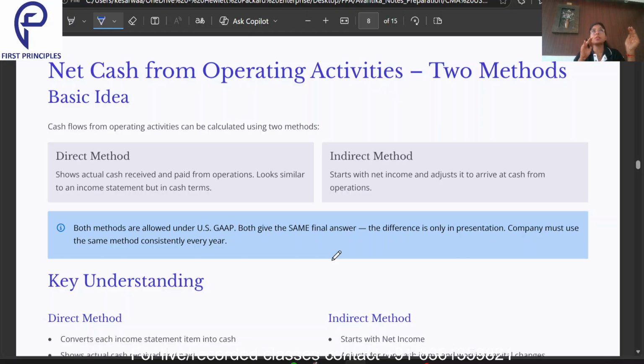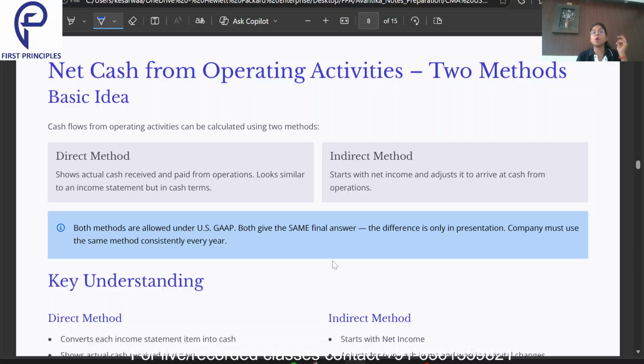Up till now we have seen what a statement of cash flows is, what the 3 types of activities in the statement of cash flows are, that is operating, investing and financing, and what each activity stands for and what is there in it. And now let's start with net cash flow from operating activities.